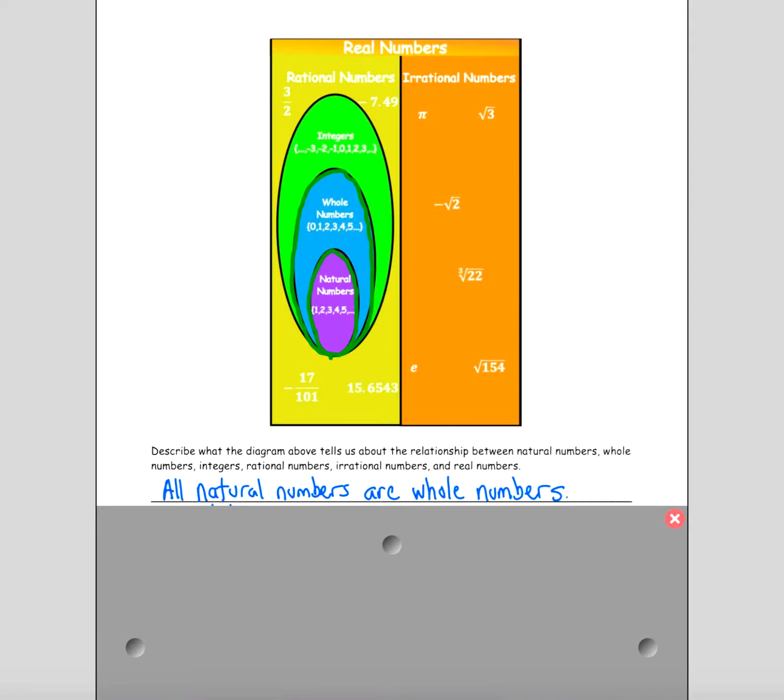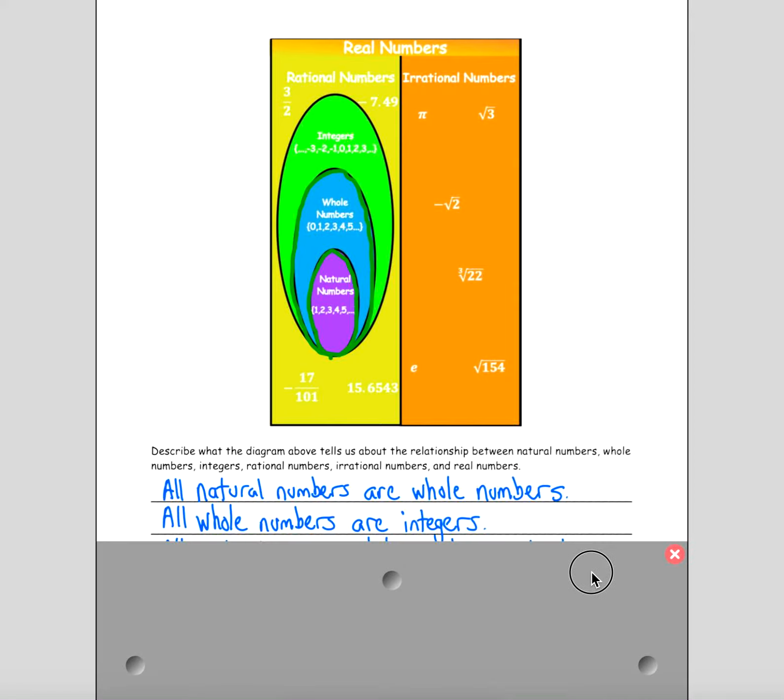When you take a look at whole numbers and integers, all whole numbers are also integers. Integers just include also the negative whole numbers. So all whole numbers are also integers. And also take a look, the rational numbers include all the integers, whole numbers, and natural numbers, but they also include fractions like 3 over 2, negative 7.49.